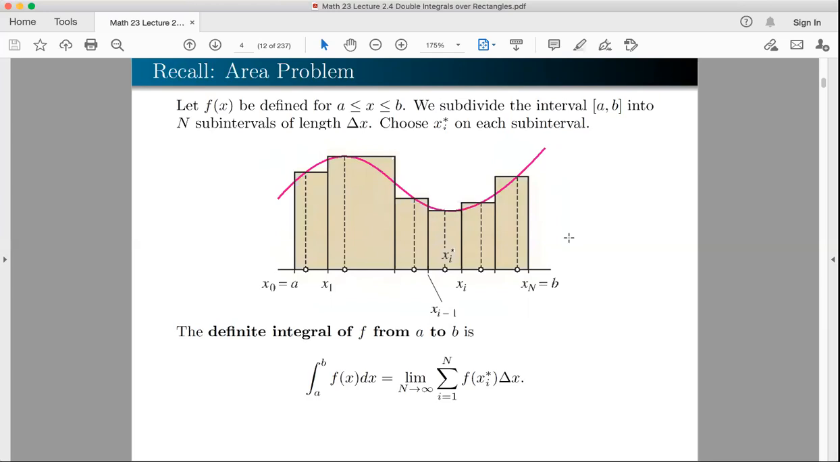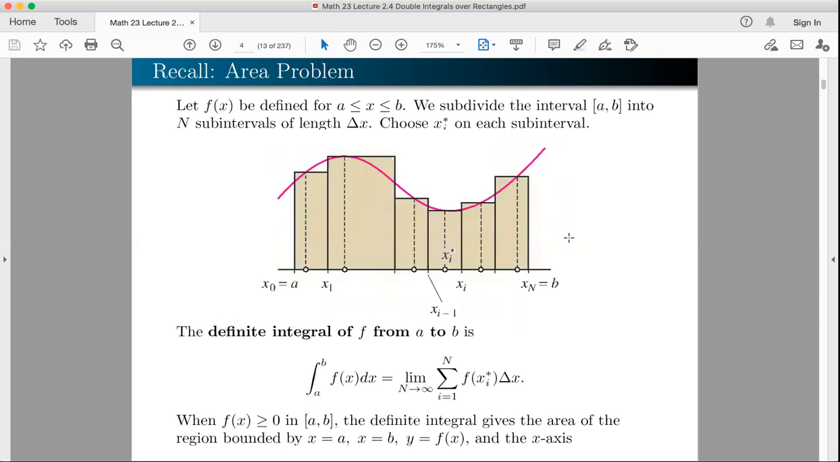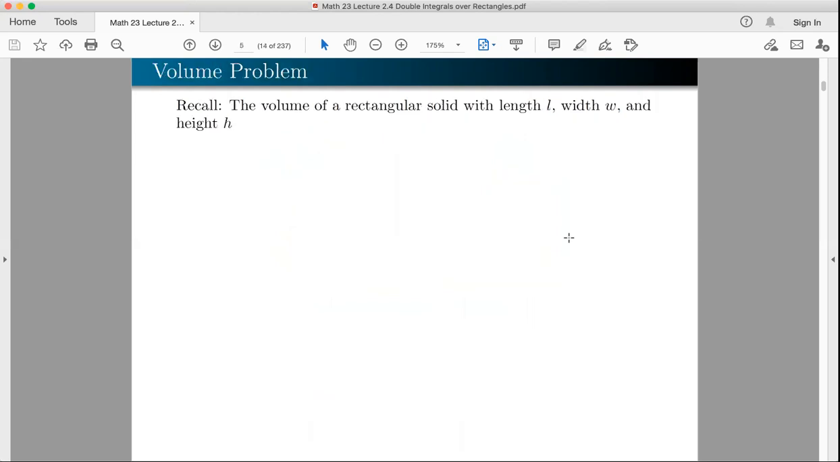If, moreover, our f of x is greater than or equal to 0 in the specified interval AB, then the definite integral gives us the area of the region bounded by x equals a, x equals b, the curve y equals f of x, and the x-axis. Now, we will be extending this problem of the area into solids. And for solids, we are concerned with the volume.